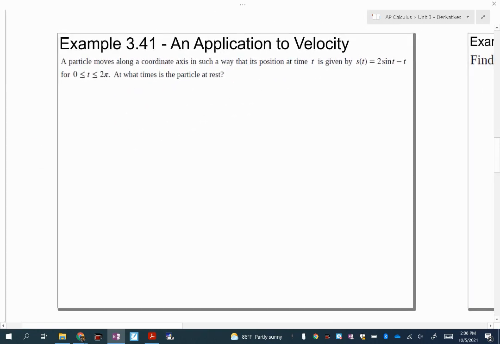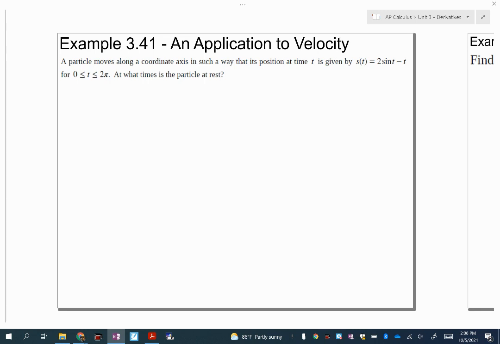Now, you're going to see a lot of similarities to stuff that we've done in the first unit and also with your time in trigonometry last year. So this example says we have a particle moving along a coordinate axis in such a way that its position at time t is given by this function 2 times the sine of t minus t. And it wants us to find at what times the particle is at rest.